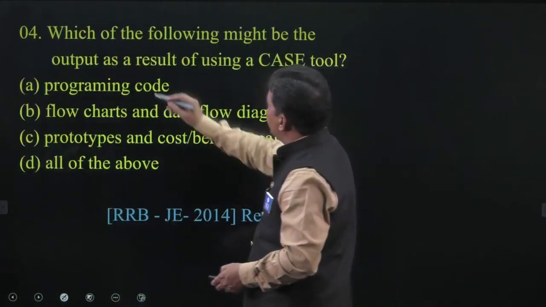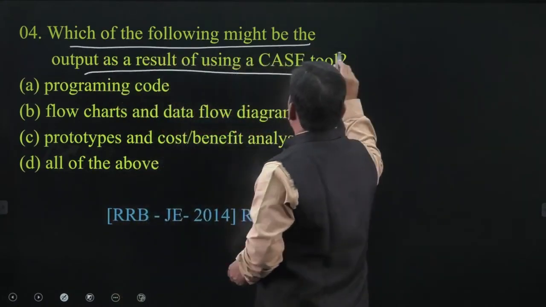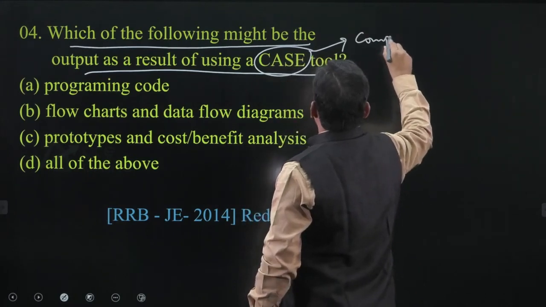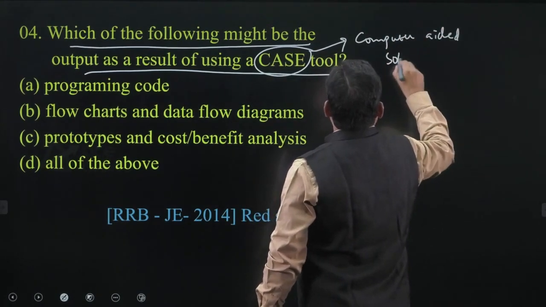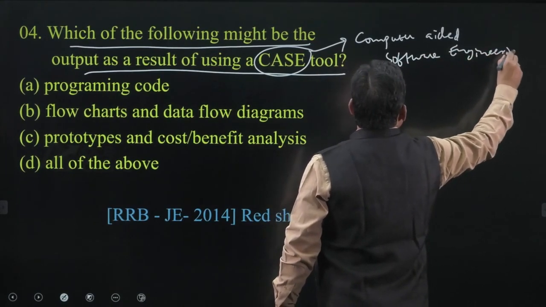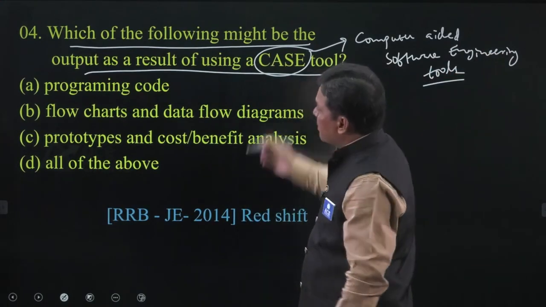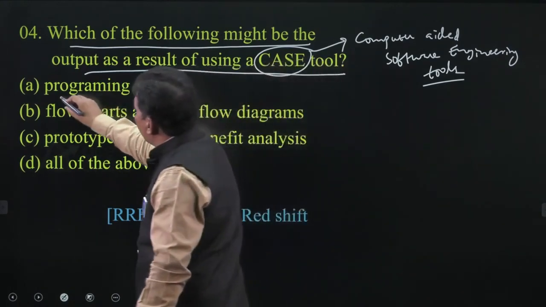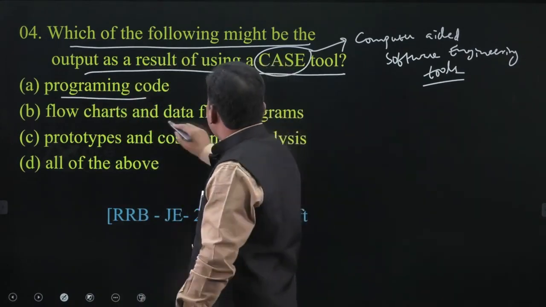Next question: which of the following might be the output as a result of using CASE tools? What does CASE stand for? Computer Aided Software Engineering Tools. What is the purpose of these tools? Nowadays most tools can be used for programming, generating source code, and designing a software system.